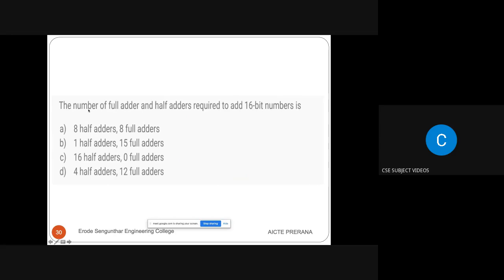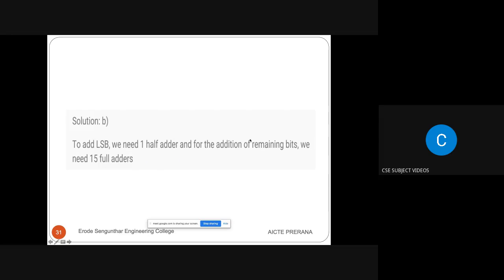The next question is, the number of full adders and half adders required to add 16-bit numbers is. For adding 16-bit numbers, how many full adders and half adders are required? That is the question which is asked. For this 16-bit number, while adding the LSB, the least significant bit, the starting bit, that consists of only 2 bits. So for adding 2 bits, it is enough to use one half adder.